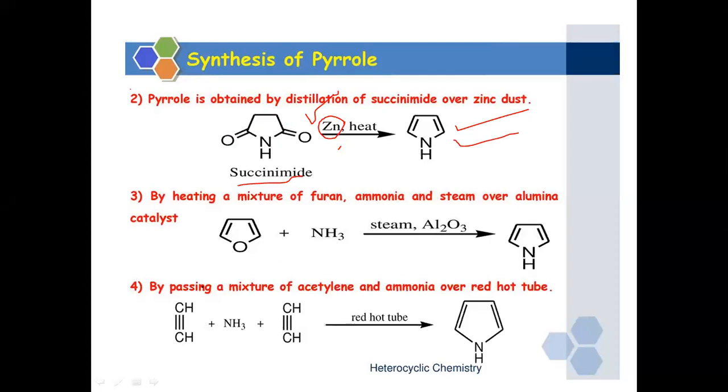Next, here there is the oxygen, and due to the reaction with ammonia, this oxygen is removed and nitrogen is inserted inside the ring. Simply, you can say oxygen is removed; it is a reduction also. So nitrogen is inserted into the ring carbons, the oxygen is removed, and it is converted to pyrrole. Okay, so this is the second method, the preparation of pyrrole from furan by reaction with ammonia.